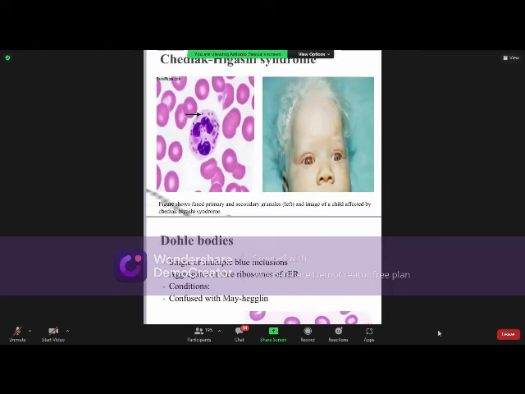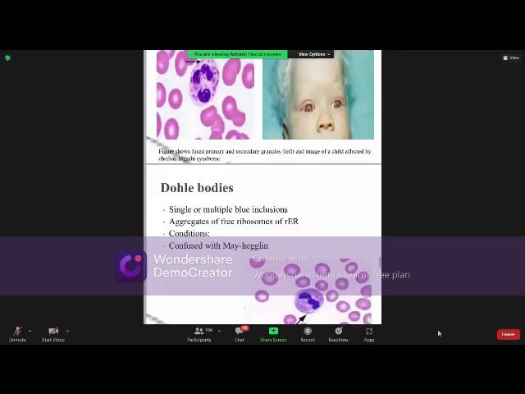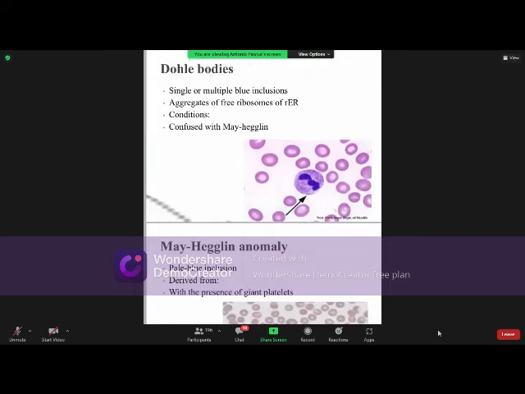Okay? The next one that we have here would be Döhle bodies. Take a look. Without looking at the arrow, it looks normal. Right? But looking closer at the details of the cell, you will see a blue inclusion body. A large blue dot or large blue granule inside. And that blue inclusion there is evidence of ribosomes and endoplasmic reticulum aggregation.